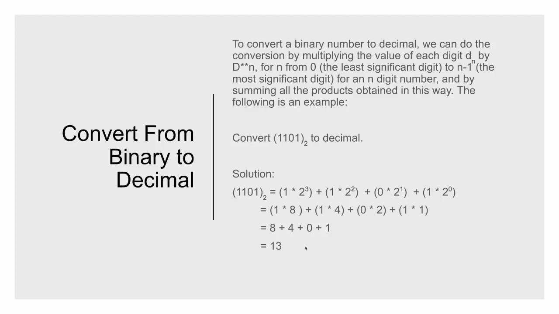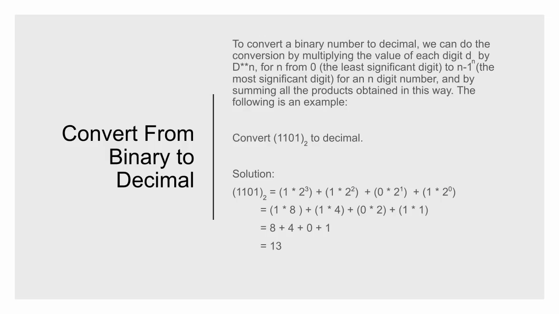So that's the general case of how you do the conversion. We first started with a specific example. Then we looked at the table of the first 10 digits of the decimal numbers and their binary equivalents. And now we're looking at the general case of how you do the conversion from binary to decimal.